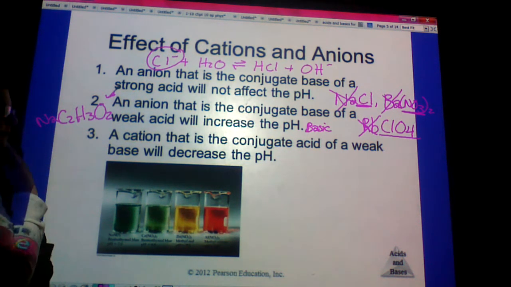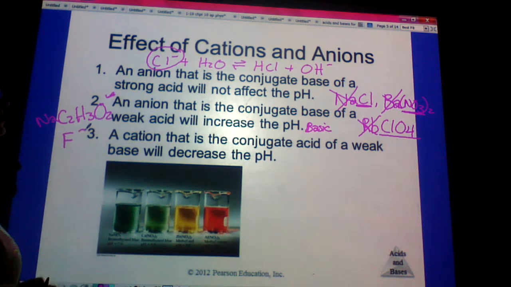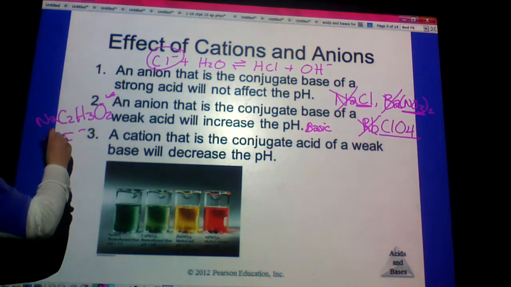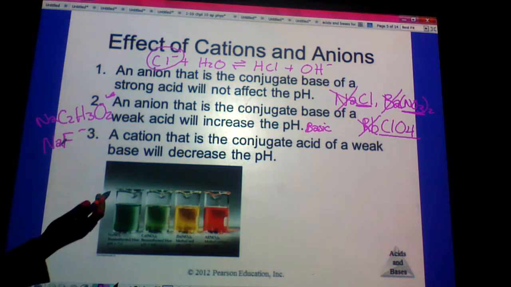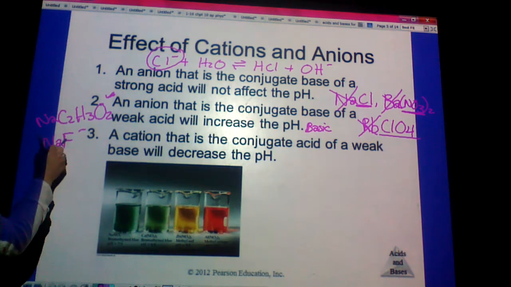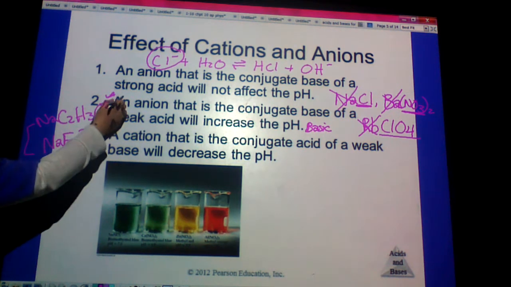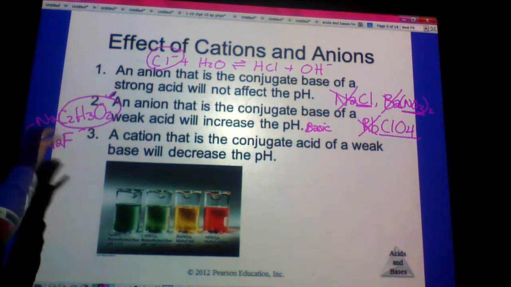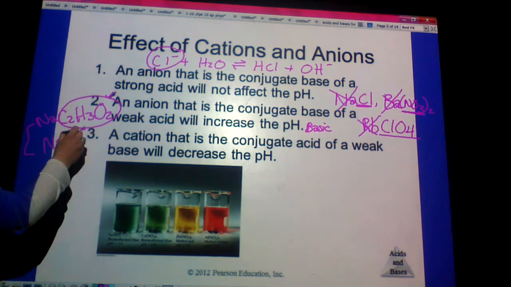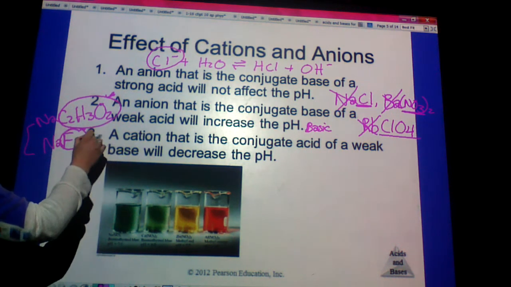So if I had HF, then the conjugate base of HF would be F minus. So maybe I had just sodium fluoride, and I added sodium fluoride then to water. That's going to increase the pH because I know that the conjugate base of the weak acid should increase pH. So these are just some other examples. If I have an anion that's the conjugate base of a weak acid, then those are going to increase the pH, meaning that they're going to be more basic solutions. Just like what we talked about with cations, let's go to number 3.